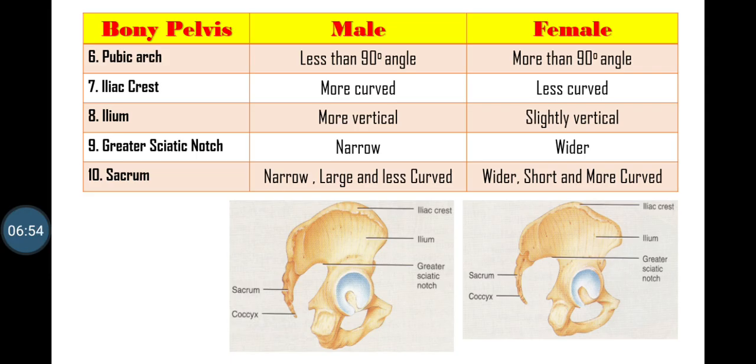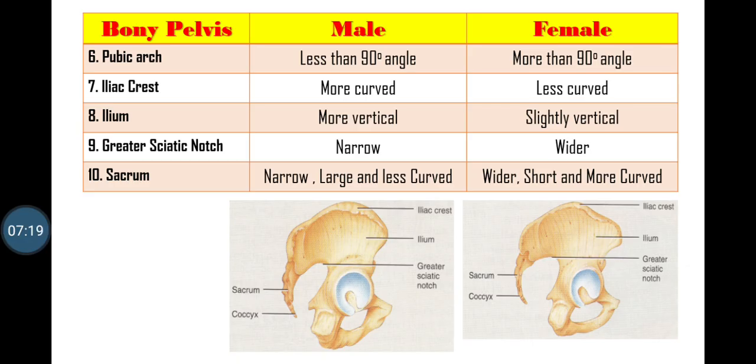Iliac crest of the male pelvis is more curved. Iliac crest of the female pelvis is slightly curved. Ilium of the male pelvis is more vertical. Ilium of the female pelvis is slightly vertical. Greater sciatic notch of the male pelvis is narrow. Greater sciatic notch of the female pelvis is wider.